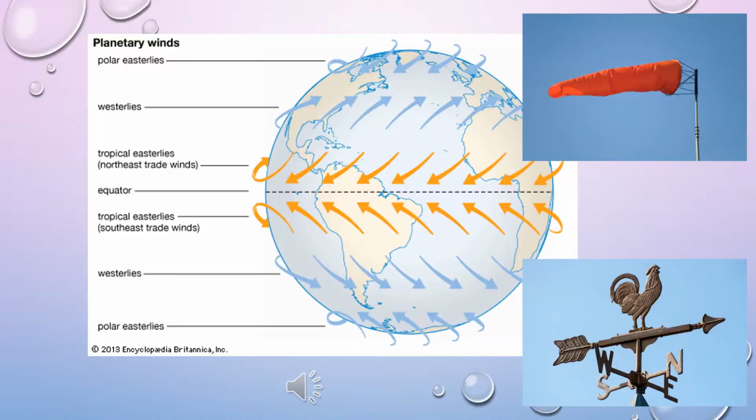Planetary winds blow year-round in the same direction. There are three different types of these: trade winds, prevailing westerlies, and polar winds. These winds are determined by air pressure and location on the Earth.